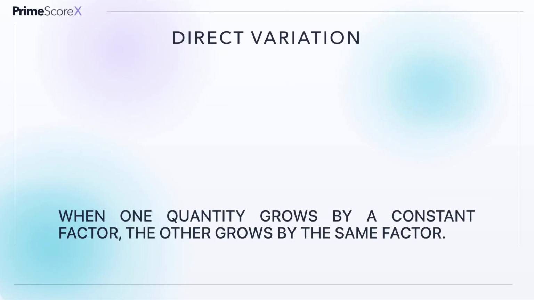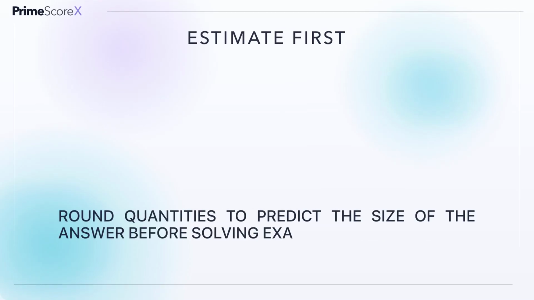A recipe uses 2 cups of flour for 12 muffins. To make 30 muffins, multiply the recipe by 30 divided by 12, or 2.5. The flour needed is 5 cups. Direct variation applies when the ratio remains constant. It does not apply when a fixed fee or starting amount changes the relationship.